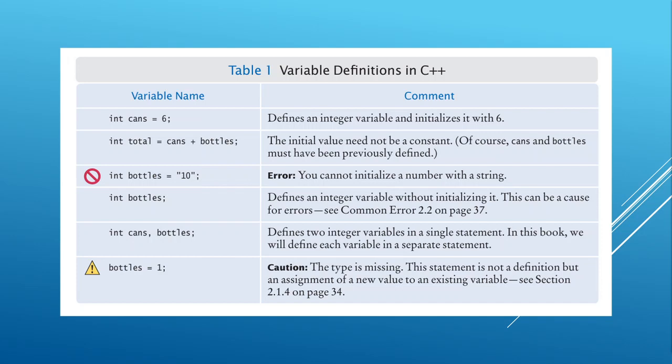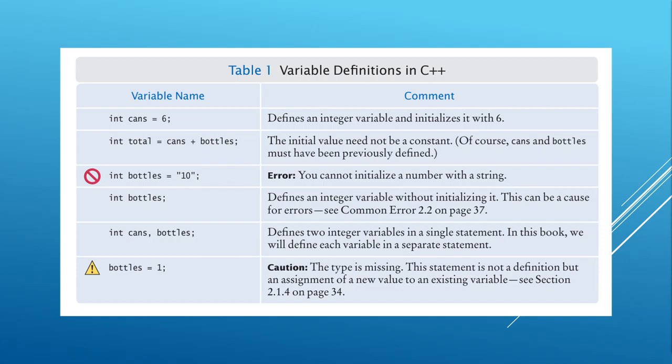And notice that we can define bottles in the 4th section of the table without initializing it. That's totally okay. However, it is always a good practice to initialize a variable because there might be junk values stored from a previous process in the computer. The other thing is that we can define multiple variables at the same time. So in the 5th example in the table, you can see that we've declared cans and bottles one after the other in the same line. This is totally okay and is valid syntax.